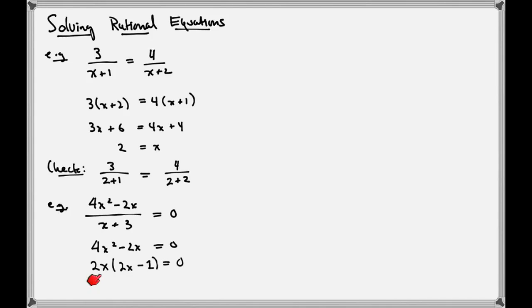Looking at each factor, x could be 0 from this factor here, or if I solve this one for x, I'll get x equal to positive 1/2. Here are my two solutions. Notice that 0 is in the domain and 1/2 is in the domain. Neither of them result in division by 0 in the original expression, and therefore those are legitimate solutions.